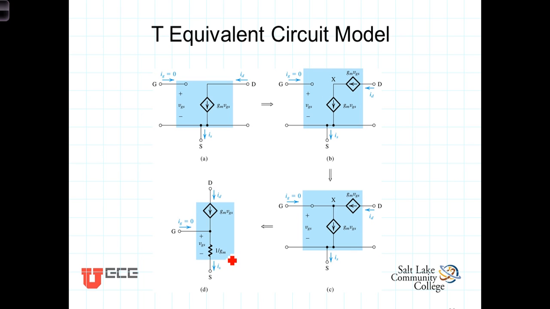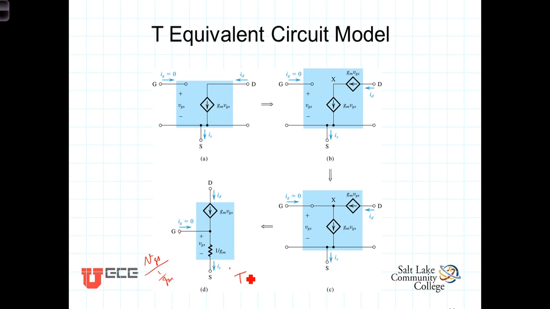We need to still show that the current coming in here, Ig, is still zero. With this being the gate, this is the source. The voltage across here is little lowercase VGS. The current flowing through here will just be the voltage divided by that resistance, or little VGS divided by 1 over gm, which is of course just gm VGS. So this current here, which is labeled as the source current, is the same as the current coming in here labeled as the drain current, and once again the current coming into the gate is zero.